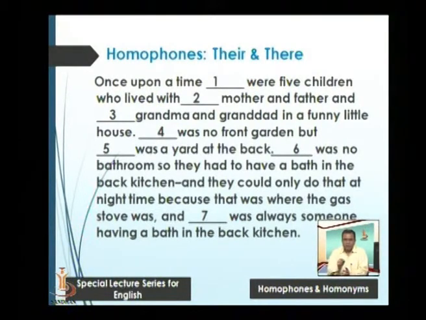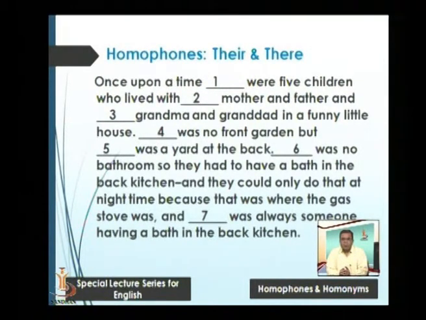Once upon a time, gap were 5 children who lived with gap mother and father and gap grandma and granddad in a funny little house. This is an example. Here we can insert these words. Once upon a time THERE were 5 children who lived with THEIR, possession, in the sense of possession, THEIR mother and father and THEIR grandma and granddad in a funny little house.